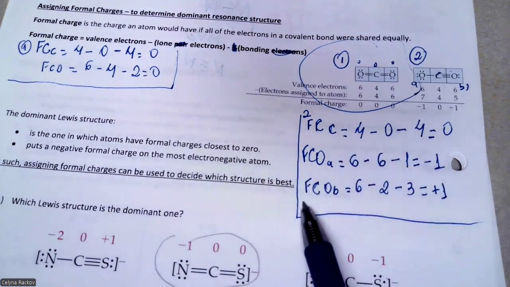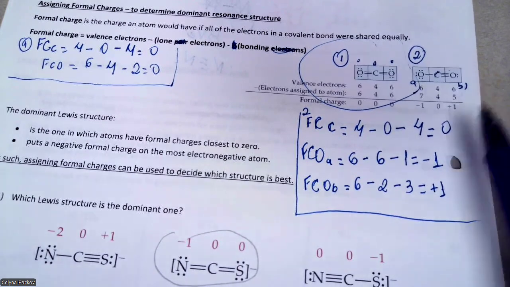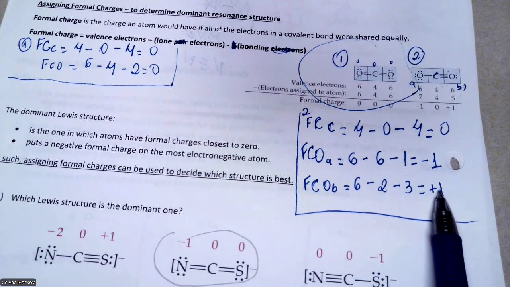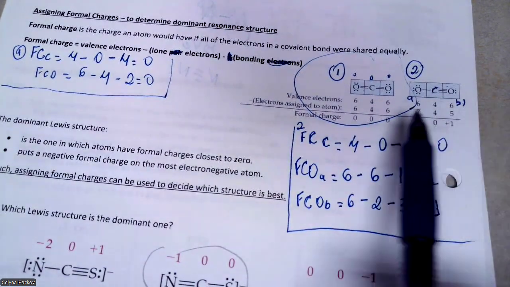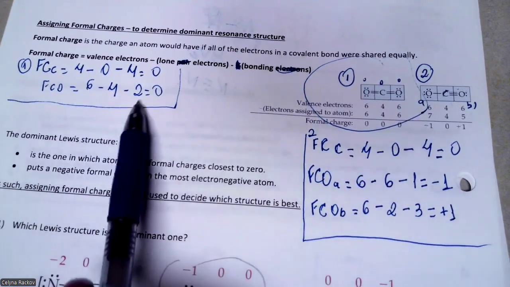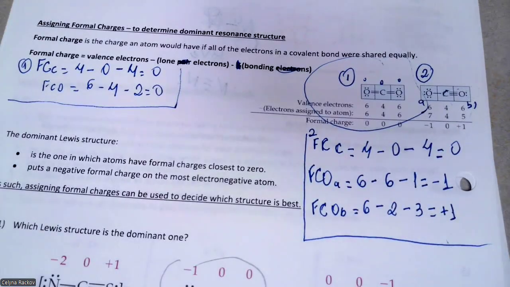And the same thing for this oxygen here that I called B. When you do the math, it will be +1. That means this one is not the correct structure, because structure A has the formal charges closest to 0, unlike the second one here.